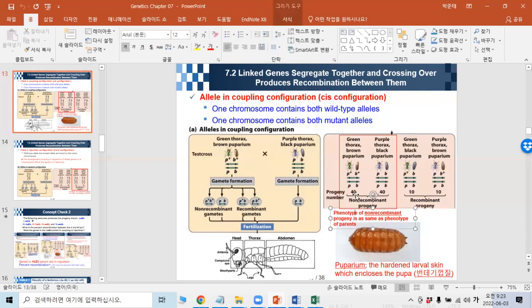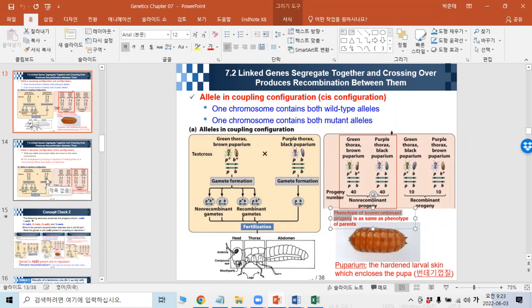This is the non-recombinant progeny because their phenotype is exactly the same as the parents, and this phenotype is exactly the same as the parents. So this is important. If the phenotype of the non-recombinant progeny is the same as the phenotype of the parents, we call it a cis configuration.